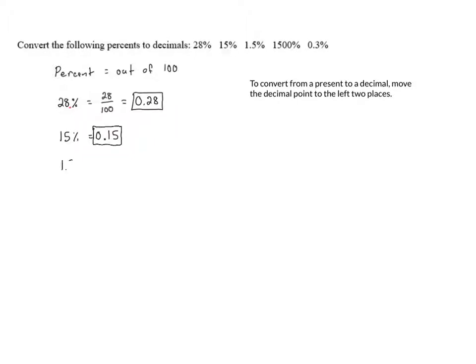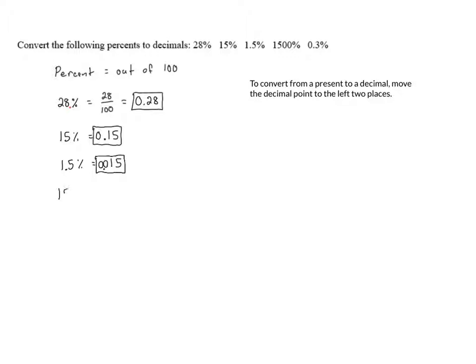If we look at 1.5%, the decimal point is starting in a different place. The decimal point starts between the 1 and the 5. And if we want to move it to the left 2 places, we're going to actually need another 0 out front. I'm going to put 2 zeros here so you can see how this works. The decimal point starts between the 1 and the 5, and it moves to the left 2 places, so it goes between those 2 zeros. And so we end up with 0.015 as our answer.